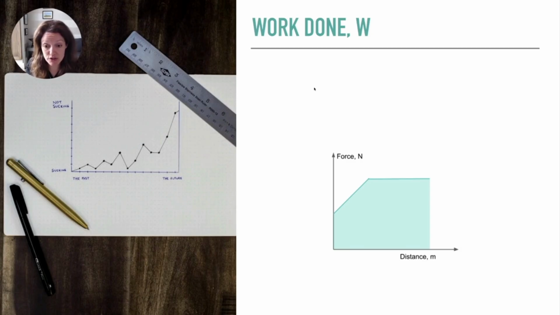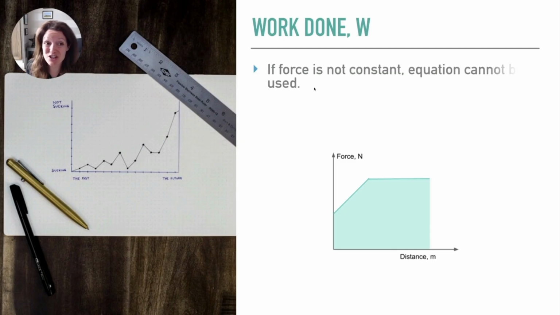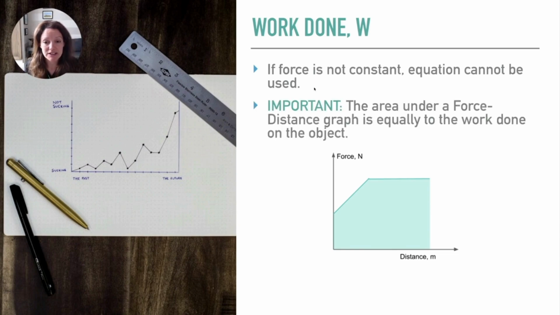We don't have a constant force, okay? So we can't use W equals Fs cos theta because F is always changing. So we have to come up with another way of doing it. And the other way is to use a graph. So the area under a force distance graph, and that's what I've shown here, force is on the y-axis, distance is on the x-axis, is equal to the work done by the object. So if you have a varying force applied to an object as it's being dragged along or pulled along or pushed along, then you can work out the work done on the object by calculating the area under the graph.